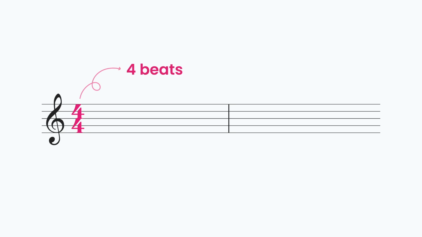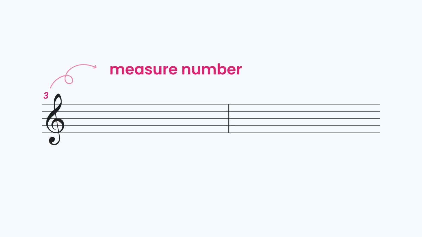This means there are 4 beats in a measure, which you can count like this: 1, 2, 3, 4, 1, 2, 3, 4. These small numbers at the start of each line tell you which measure you're in, providing an easy way to navigate through the piece. Make sense?